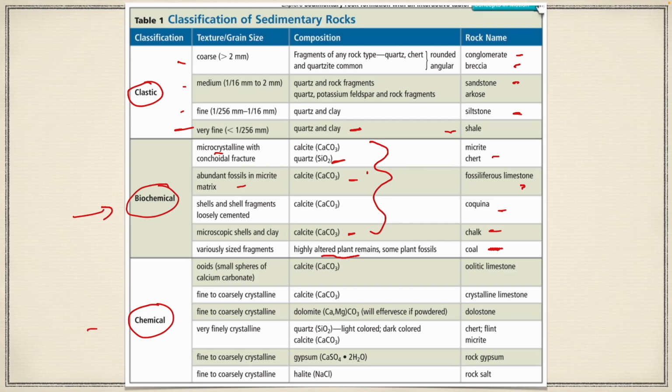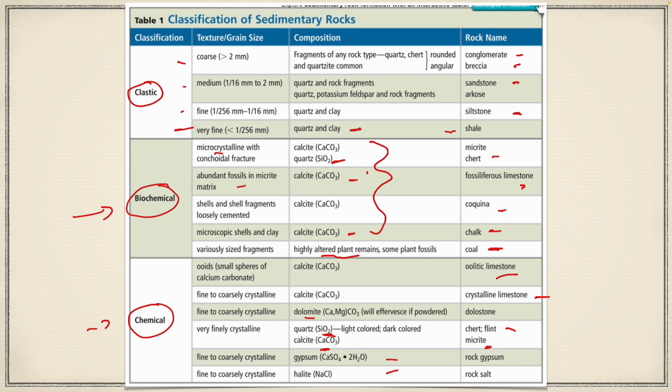And then chemical sedimentary rocks, you've got the ooids, which are small spheres of calcium carbonate. Again, these are made of calcite, and this is oolitic limestone. Fine to coarsely crystalline, so this could be crystalline limestone. This is usually what we see if you get limestone to put on a driveway or something. Fine to coarsely crystalline, again, you've got dolomite. Very finely crystalline, you can have things like flint, chert, etc. These are silicates. Calcite, you get micrite. Fine to coarsely crystalline, again, you can have gypsum, you can have rock salt in here as well.